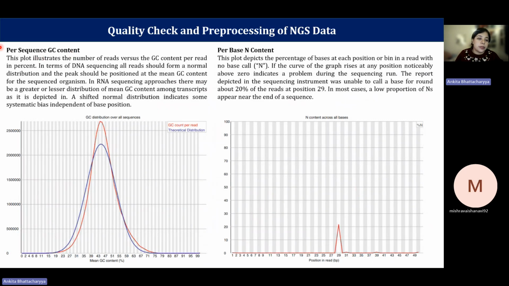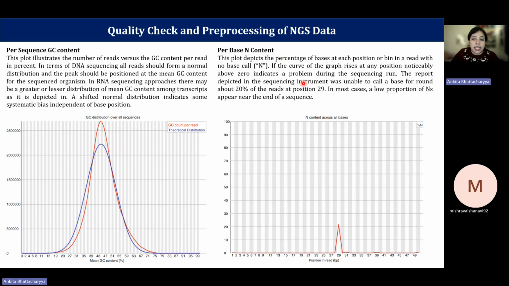Then you have the per sequence GC content, where you want the GC content to have a normal distribution over all sequencing reactions. And that is, of course, the ideal expectation. If it is shifted too much, then that is not very desirable.